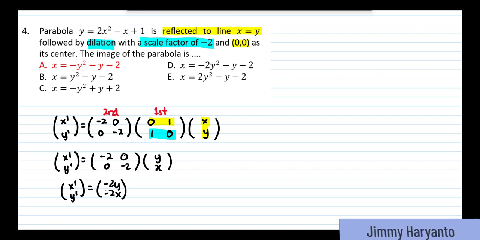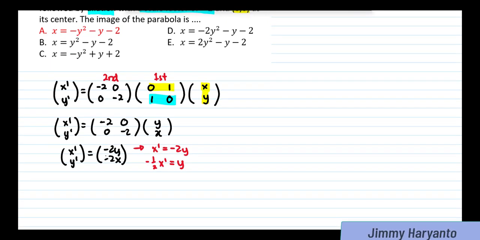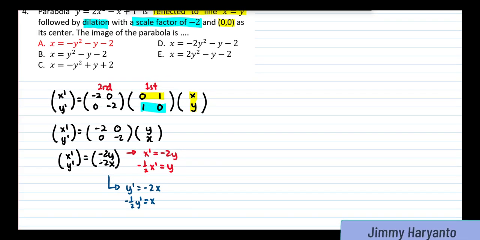That means we can separate them into two parts. x prime equals -2y, so you will find the y first like this, and then the next thing is y prime equals -2x. You will find the value of x. You will have x equals -half y prime. There you go. And then we can find the image of the parabola.